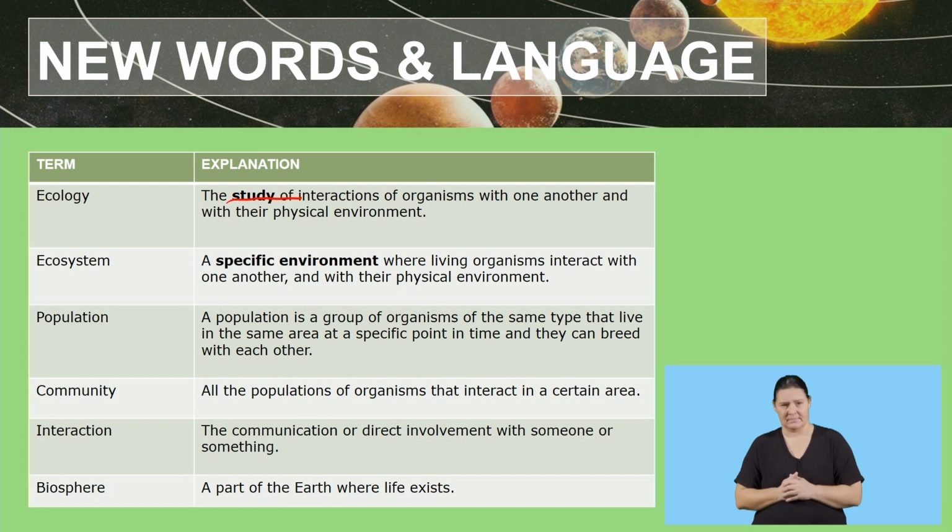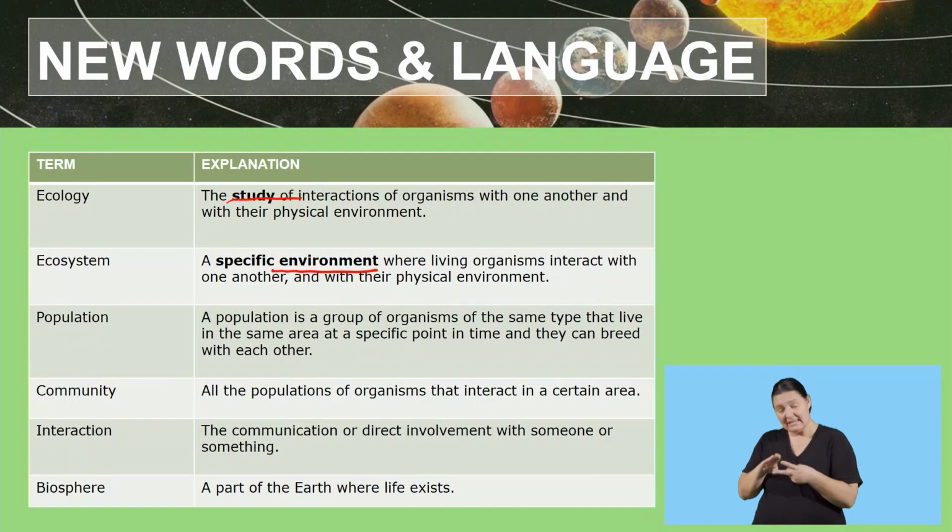The second term that you are going to come across is ecosystems. Ecosystems refers to a specific environment where living organisms interact with one another and with their physical environment. So the difference between the two terms is that the first one, which is ecology, is a study, whereas the second one, which is ecosystem, is an environment. So the difference between the two is that it's a study and the other one is an environment.